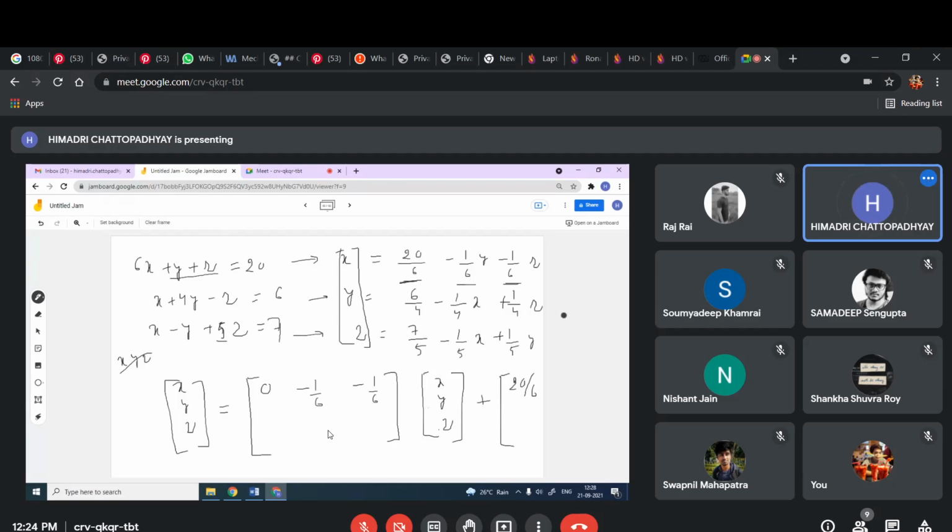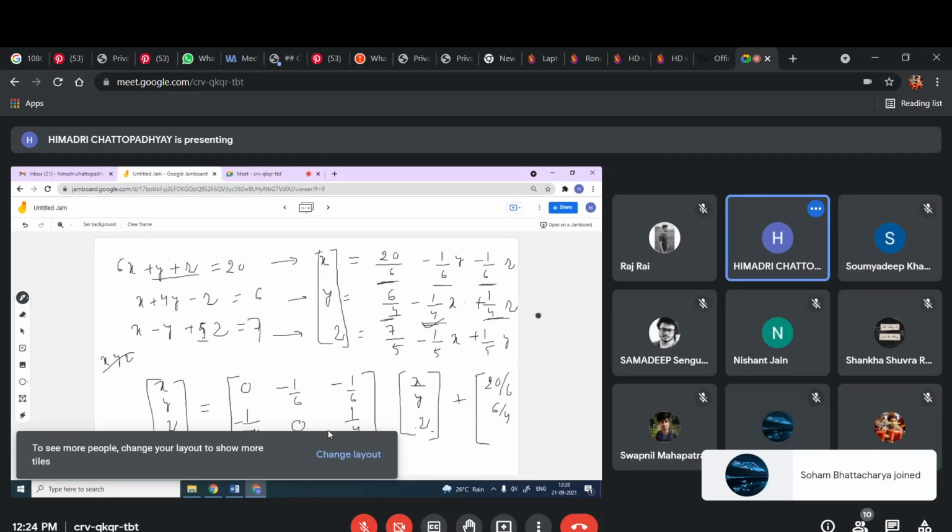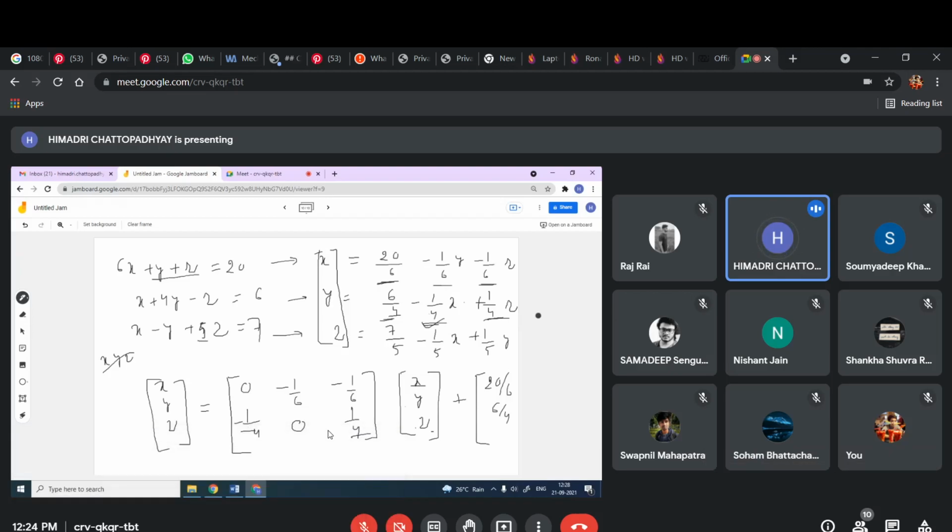Here again, minus 1/4 x, minus 1/4 z, row into column. So minus 1/4 x minus 1/4 z, and this element is 0. But there is 6 by 4 extra. And z is similarly minus 1 by 5 x plus 1 by 5 y, and this becomes 0. But this has been taken care of. What about this? This comes here.